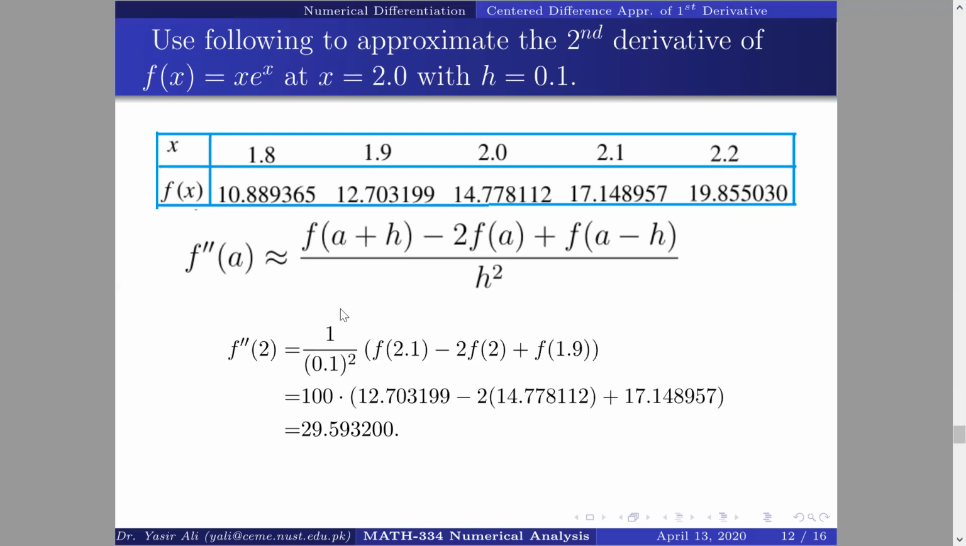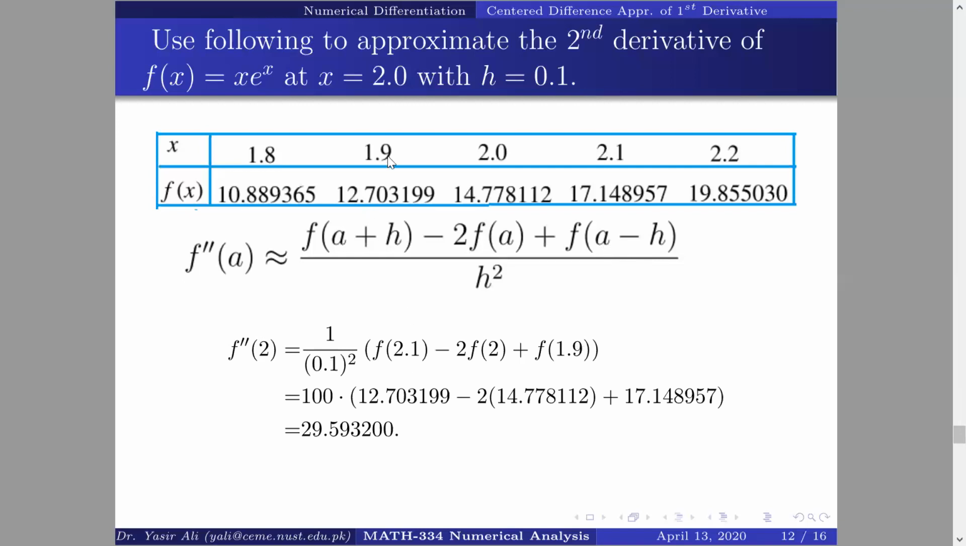So when we apply this formula, it is 1 over h square, h is 0.1, so 1 over 0.1 square into f of xi plus 1, which is a future value. I want to calculate it at f of 2, so the future value with the difference of 0.1 will be 2.1. So f of 2.1 minus 2 into f of the value where I want to calculate this, and a previous value, which is 1.9, because it is x minus h, or a is 2 and h is 0.1. So 2 minus 0.1 is 1.9.